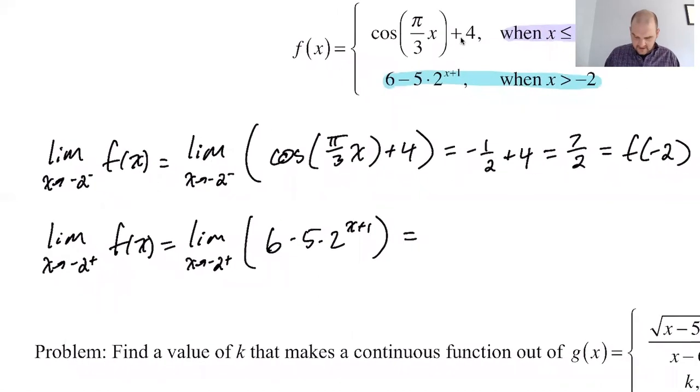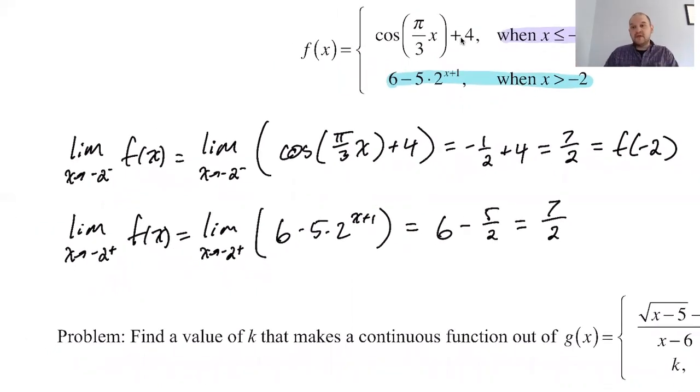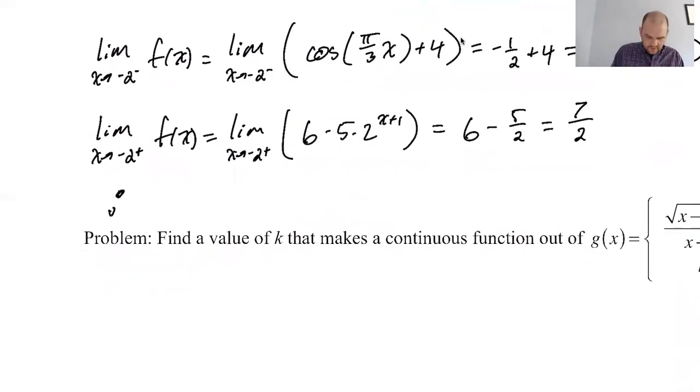So I'm going to plug in and get 6 minus 5 times 2 to the -1st. I'm going to write that as 5 over 2. So 5 halves. Okay, so that's 12 halves minus 5 halves, so 7 halves. So I was wrong. So 7 halves. All right, so we've shown all our work. The function's definitely continuous, right? So what I'm going to say is, therefore, the limit as x approaches -2 of f of x equals f of -2.